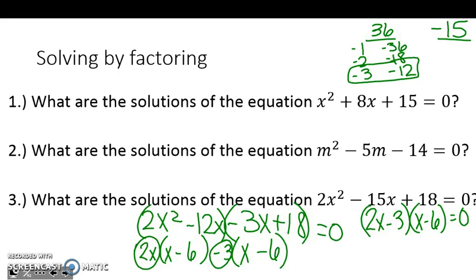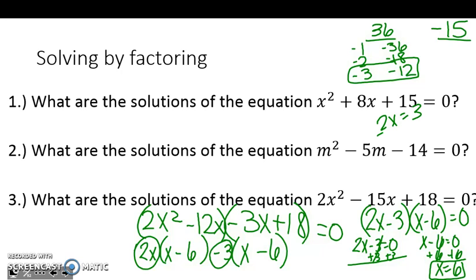And then we have to solve those. So x minus 6 equals 0. We add 6. So x equals 6 is one solution. And then we get 2x minus 3 equals 0. We're going to have to move up here. So we get 2x equals 3. Divide by 2. So we get x equals 3 over 2. Leave it as a fraction.